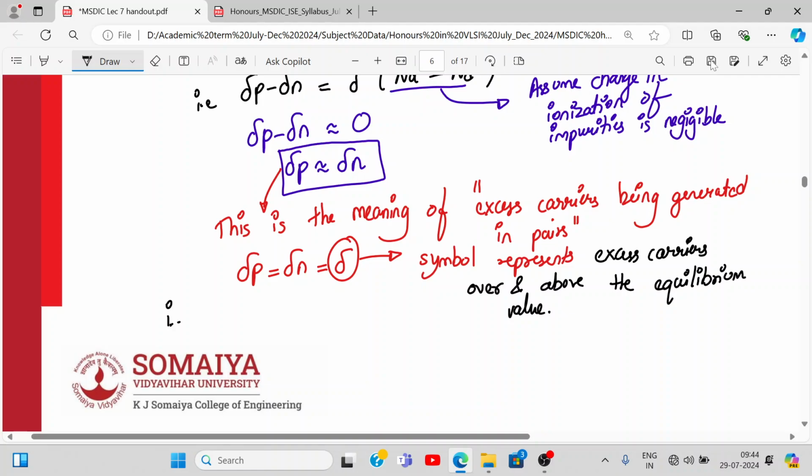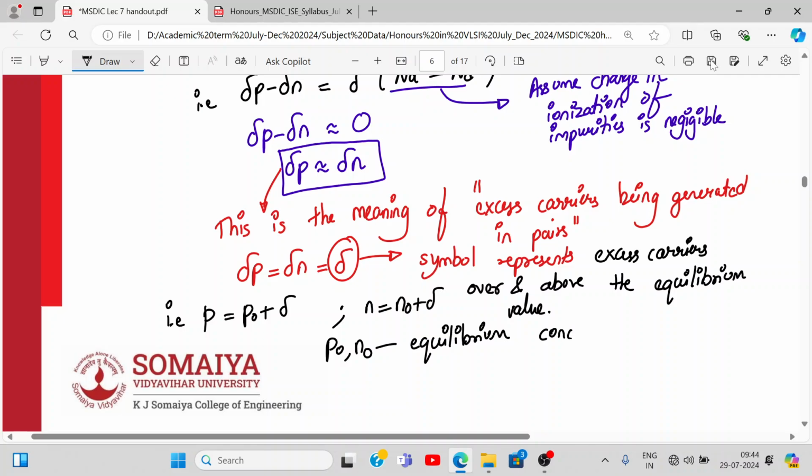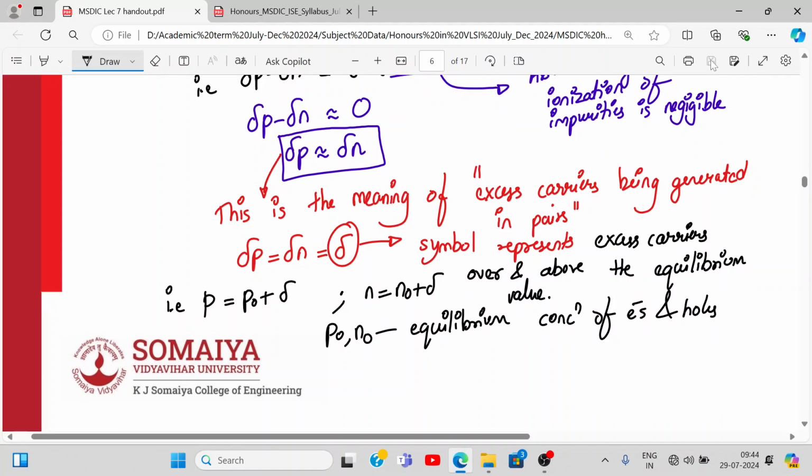If I want to write in terms of equilibrium concentration, how can we write P? Can anyone tell me? P will be P naught plus delta. Okay, and N will be N naught plus delta, excess carriers. Where P naught and N naught are the equilibrium concentration of electrons and holes. Write down. Okay, completed this much.